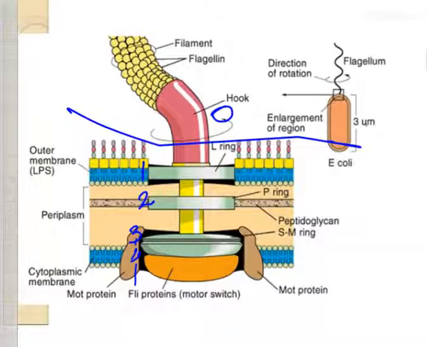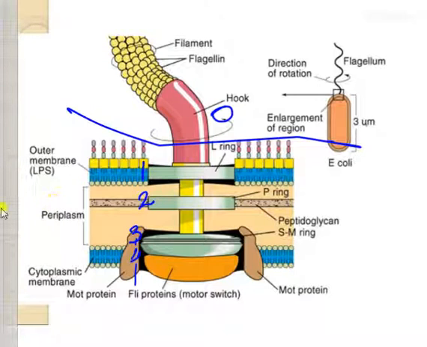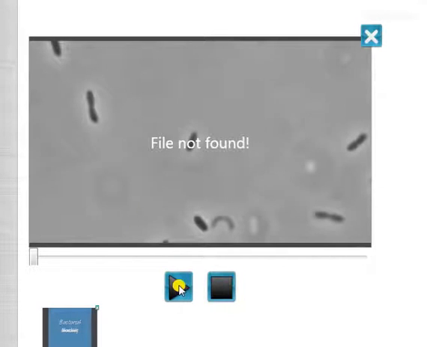So what is the function of flagella? Flagella help the bacteria to move from one place to another. Now the question is how the bacteria move, what is the mechanism? Let us see how the bacteria move. This is one of the videos where you can see bacterial movement. These are microscopic images or video where the bacteria are moving from one place to another with the help of flagella.